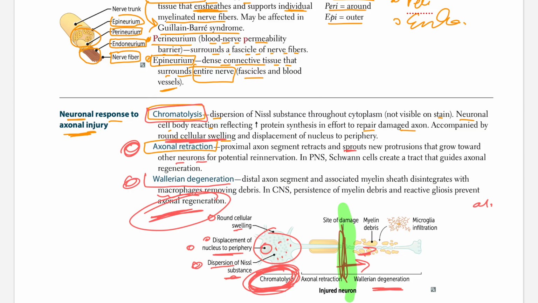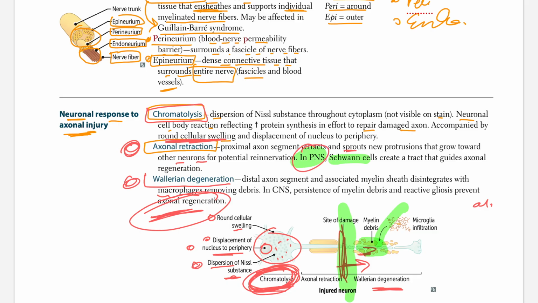If this injury is at the PNS level, the Schwann cells are good because they are the myelin, right? So they will degrade the myelin and secrete cytokines. Let's just write that here because that's new information, which is a high yield information.